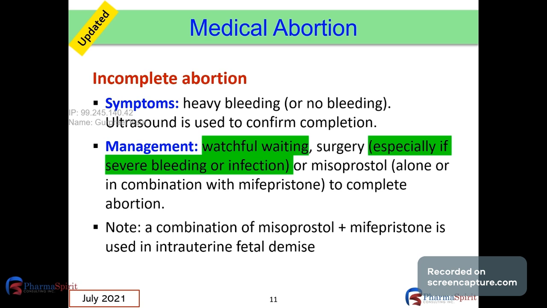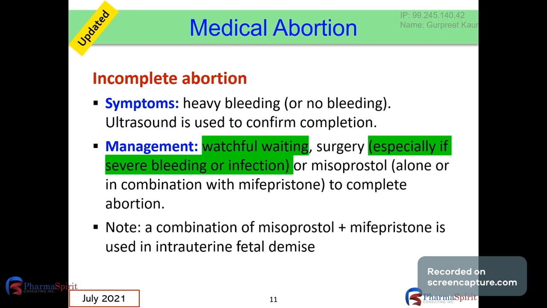One final note here, sometimes pregnant females experience what we call fetal demise. This is when the embryo dies in the uterus. So there is no plan for medical abortion or anything like that. The lady is pregnant and the baby dies in the uterus. In this case, a combination of misoprostol plus mifepristone is used to expel the tissue in case of intrauterine fetal demise.